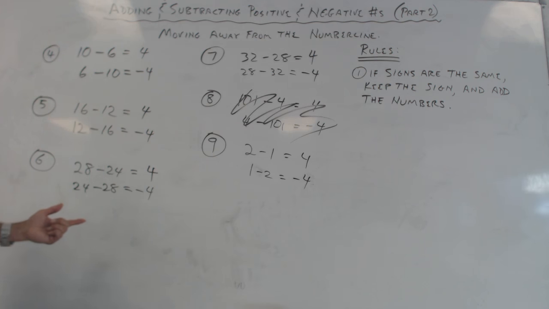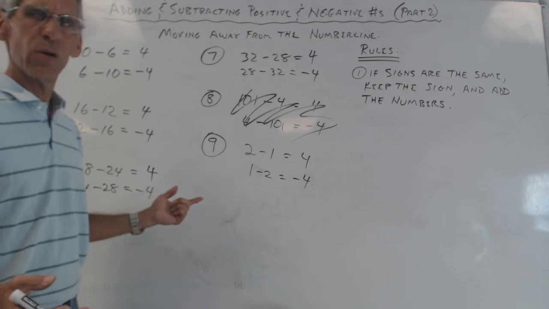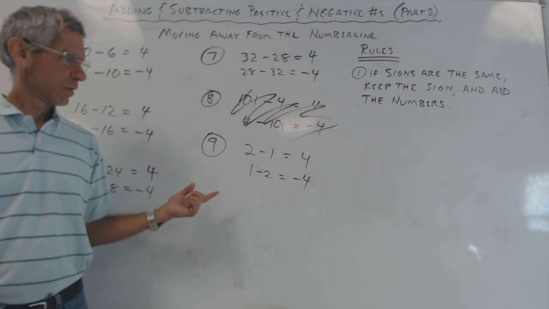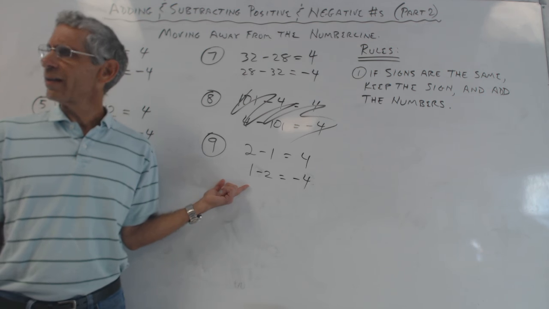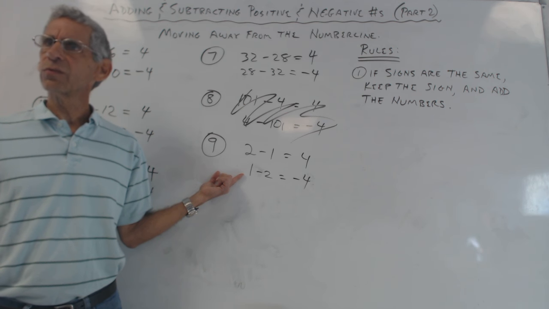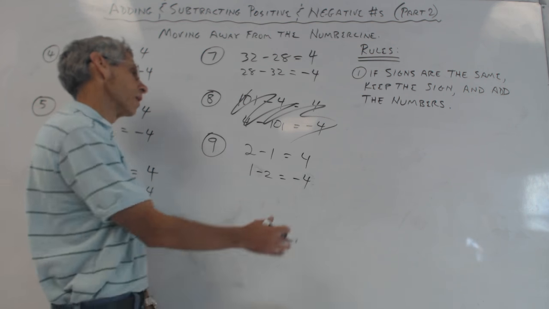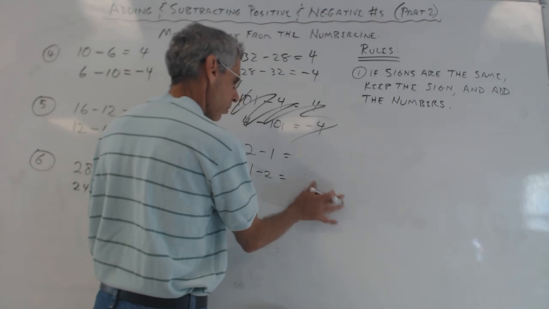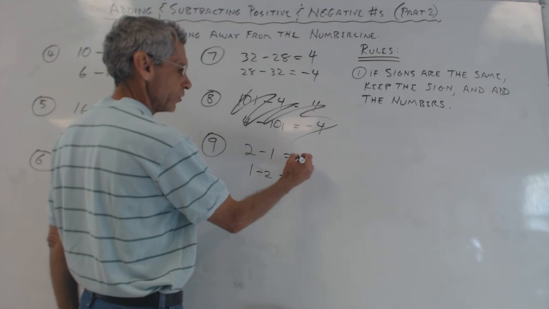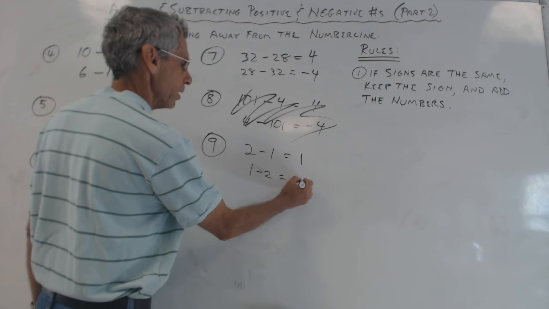No. Wait, do the math. Look, I have 2 fingers here. Now I have one finger. Try a number line. Yours is just proving your point, guys. 2 minus 1 is not 4. No, it's one. Guys, calm down. Oh, no. 2 minus 1 is 1. What's 1 minus 2? Negative 1.